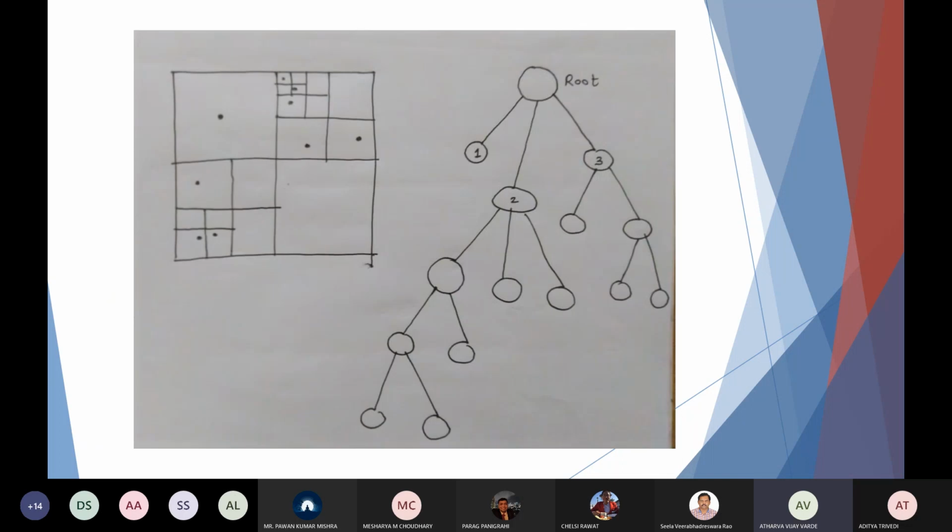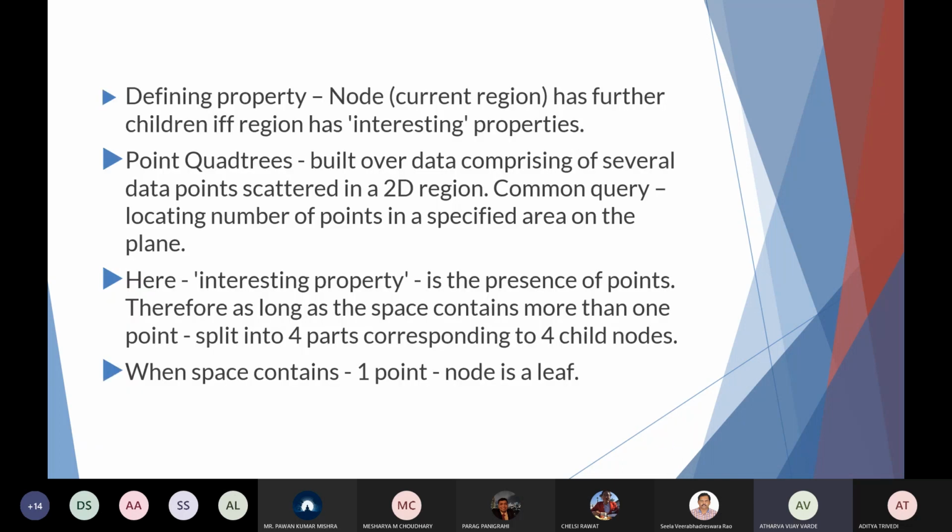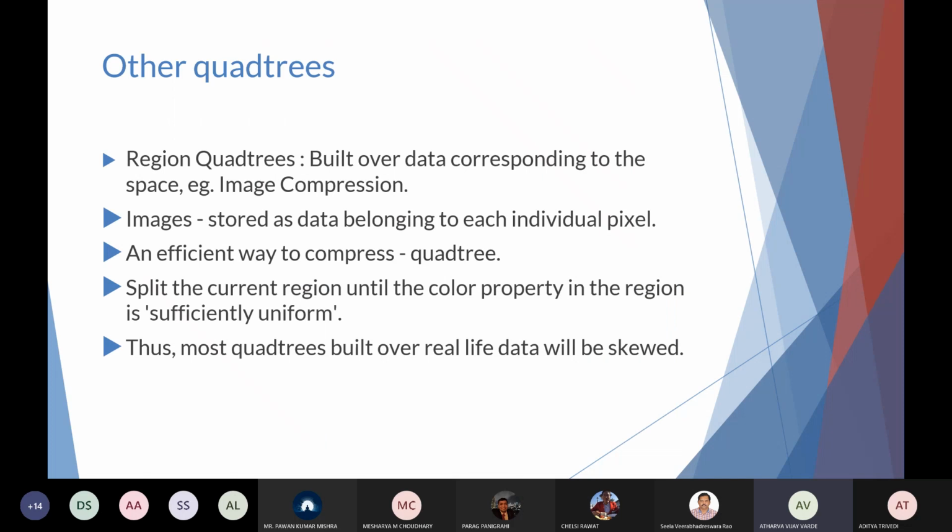This was a point quadtree. Another type that we can discuss is a region quadtree. A region quadtree, instead of having points, talks about the properties of the entire region. In that case, the splitting criterion is different. We stop splitting whenever the property that we are looking for is uniform over the entire region. That will come later, and there is an example.